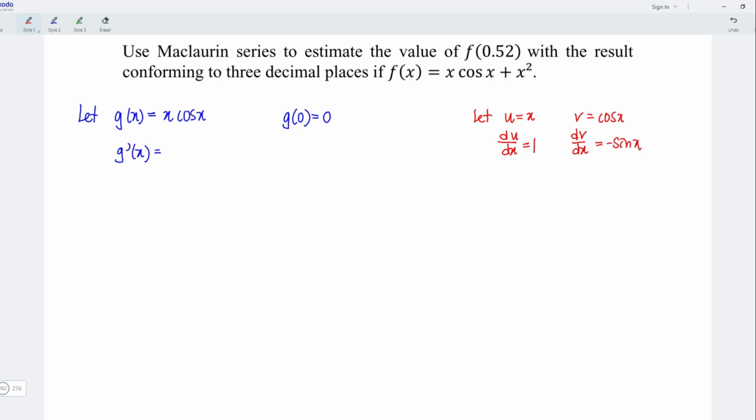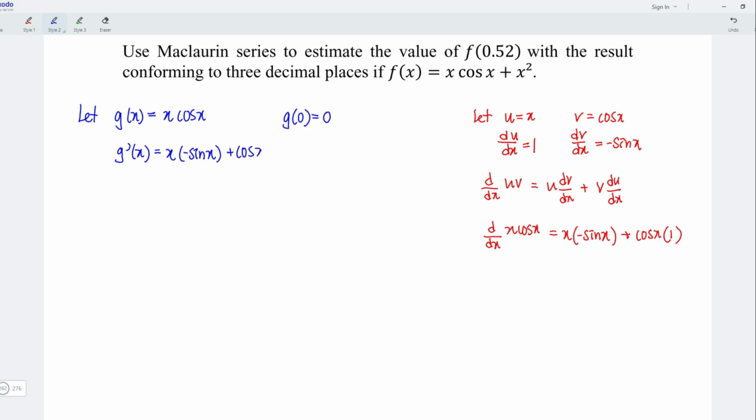Recall that according to the product rule, when we differentiate uv with respect to x, we obtain u dv/dx plus v du/dx, which means that if we differentiate x cos x with respect to x, we should obtain x times negative sine x plus cos x multiplied by 1, which is simply equal to negative x sine x plus cos x. At point x is equal to 0, again anything multiplying 0 we get back 0, and cos 0 is equal to 1, which means that this is equal to 1.